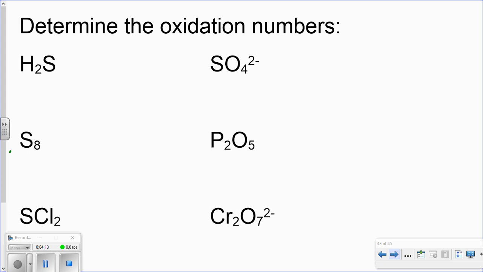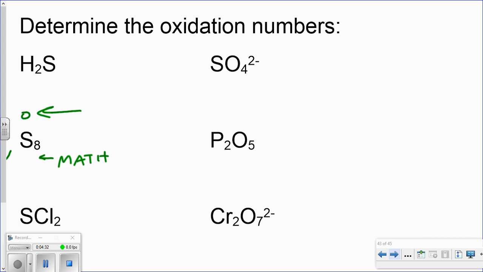Let's do this one right here, okay? So sulfur, S8, that's elemental sulfur. That applies the first rule, so it has an oxidation number of 0. By the way, I'll write the answers up top here, and I'll do the math down below to find those answers. Okay? Let's look at H2S.